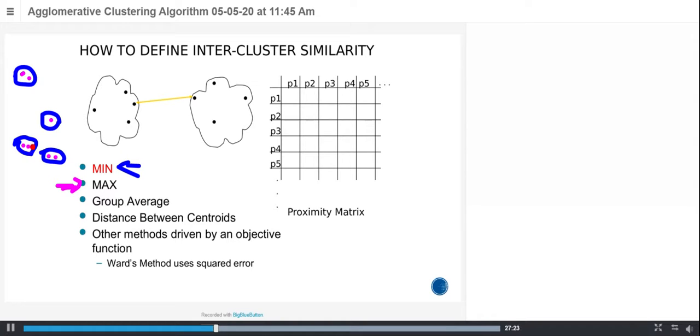When compared to these two clusters, these two points are nearest to each other, but these two are farthest from each other. Instead of calculating this distance, we will select the distance of these two points in the maximum technique. Here both are at the same distance, so we will select this one. Like that, this is the farthest point to this point, and so on for each cluster.